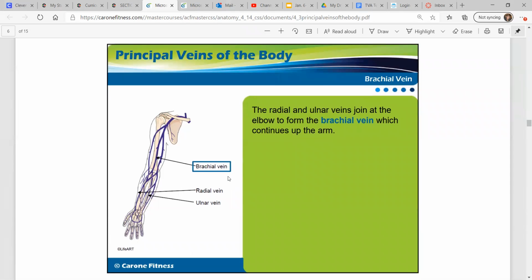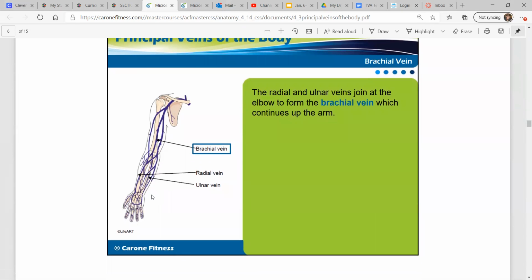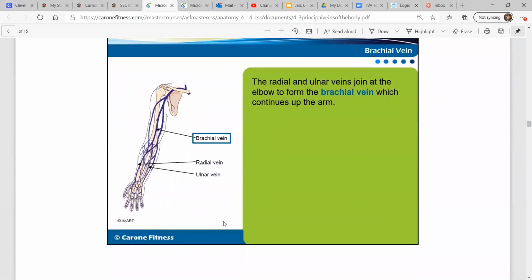The radial and ulnar veins join at the elbow to form the brachial vein, which continues on up throughout the arm. Radial, ulnar, and then the brachial. So they join at the elbow, going up.